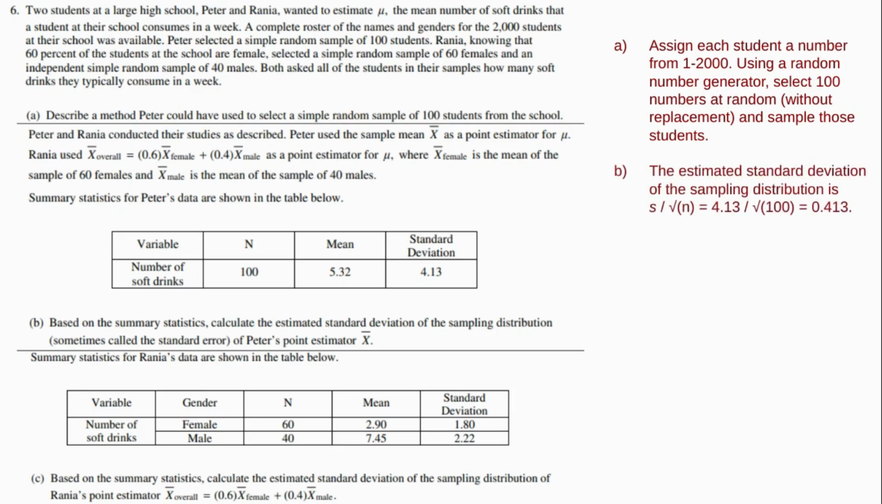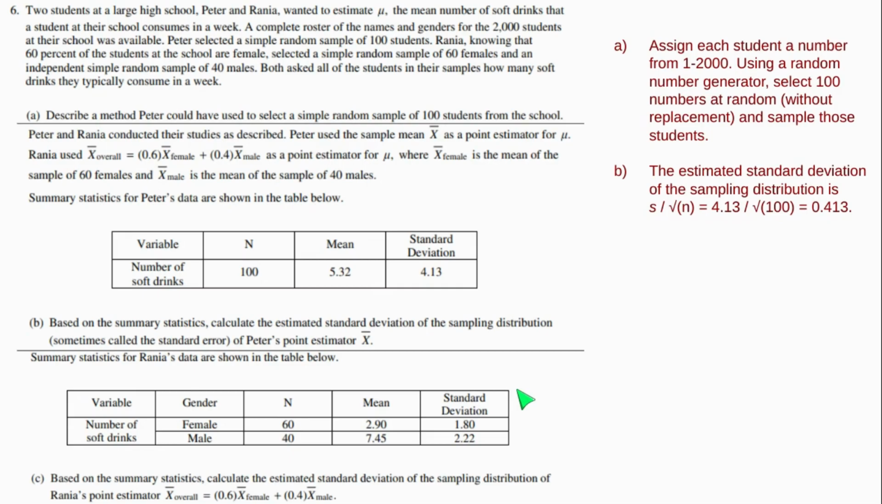All right, let's look at Part B. The estimated standard deviation of the sampling distribution: for a sampling distribution of sample means, the standard deviation is the standard deviation of my sample divided by the square root of the sample size, which is equal to 4.13 divided by 10, the square root of 100, which equals 0.413. All right, now let's look at part C.